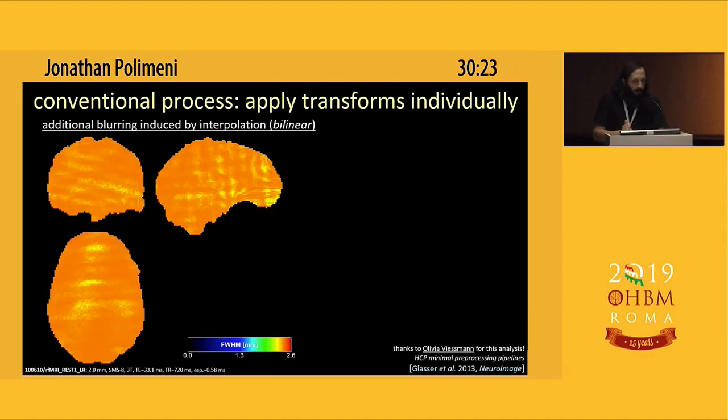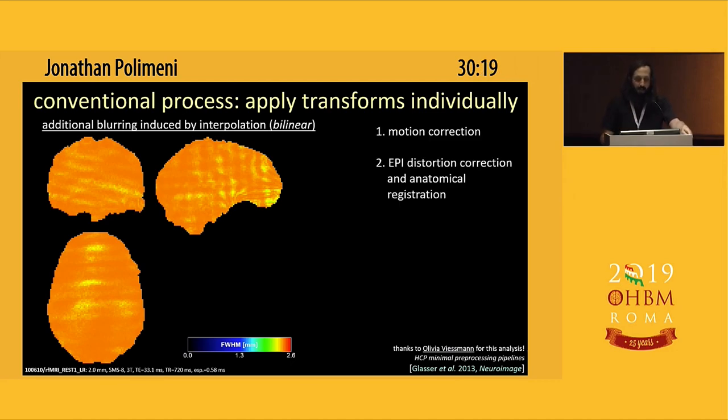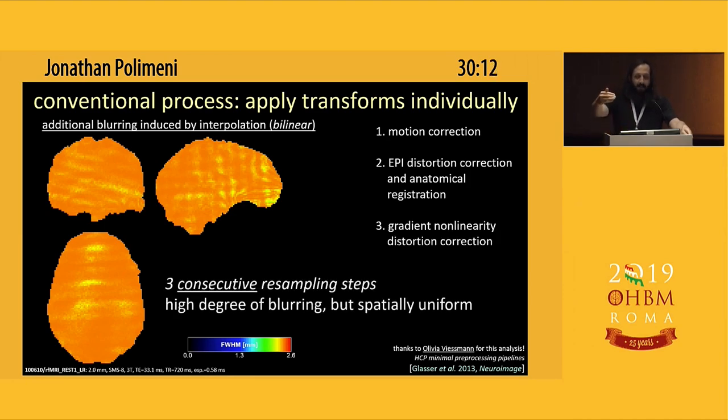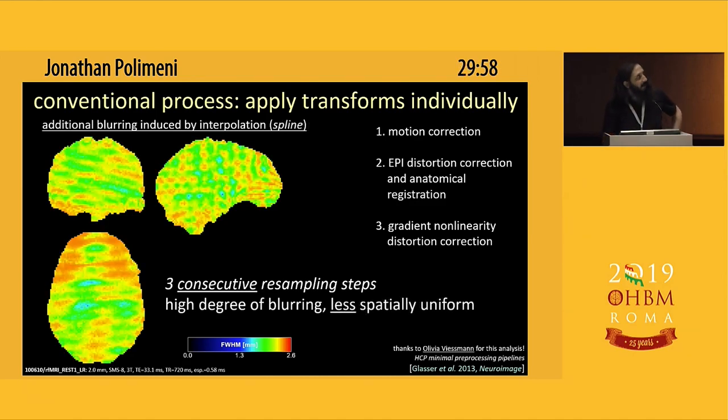Now, the conventional approach is to apply each of our transformations individually. So, for example, if we have a motion correction transformation, EPI distortion correction and registration, followed by a gradient nonlinearity correction, these 3 consecutive steps of resampling give rise to a high degree of blurring. However, because the patterns of blurring in each of these steps are somewhat different, the blurring pattern tends to be spatially uniform. Now, this is what we see with bilinear interpolation, a sort of low-order interpolation. We can mitigate this somewhat by going to a higher-order interpolant, such as spline interpolation, which still gives a high degree of blurring, which becomes less spatially uniform.